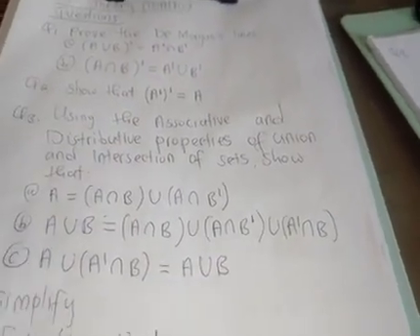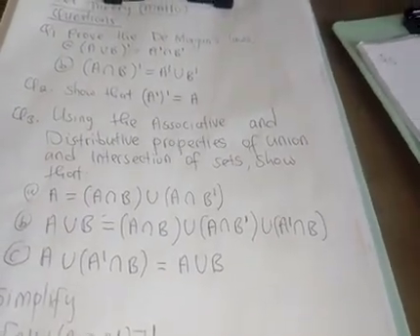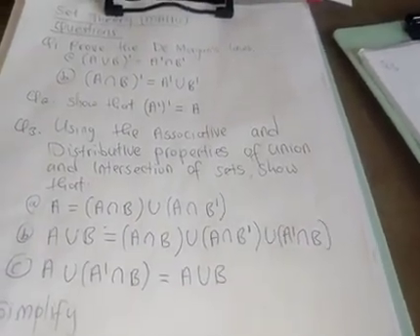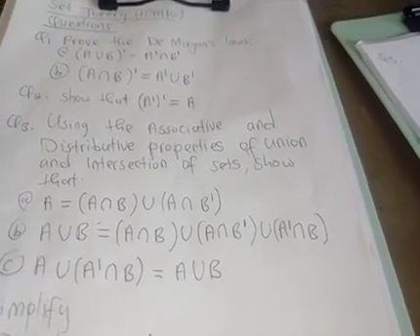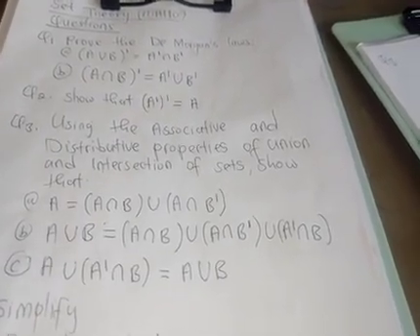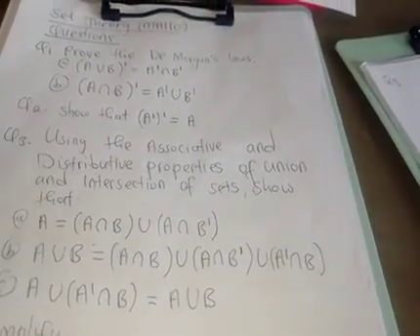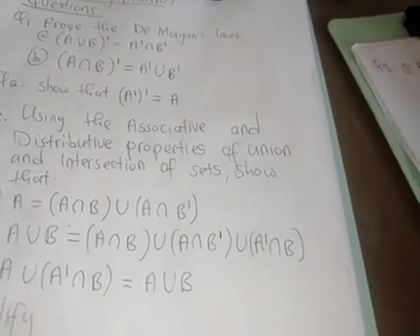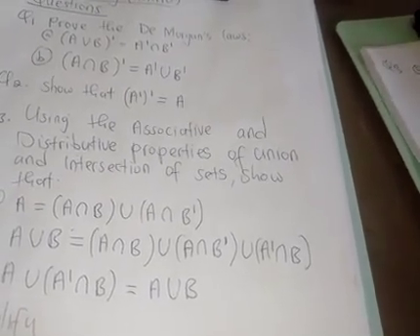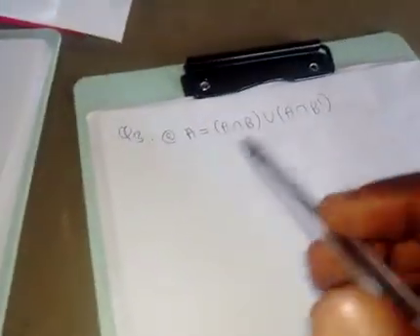Okay, so for question 3, using the associative and distributive properties of union and intersection of sets, show that. Here we are simplifying sets using distributive and associative properties. We have to show that A is equal to A intersect B union A intersect B complement. Let me write that. We have to prove this one.